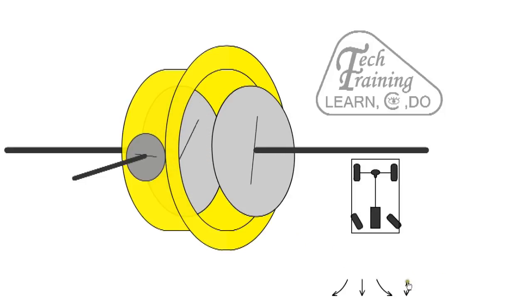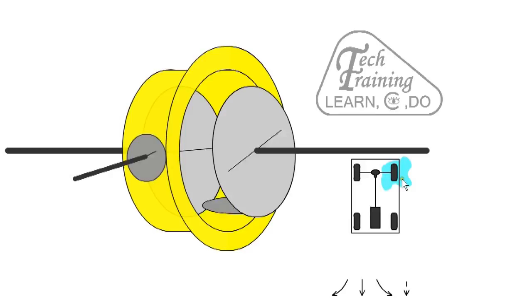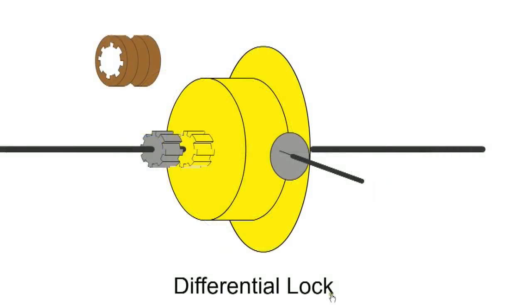If one wheel has poor traction, for example because of ice, all the torque will be transmitted to that wheel. It will spin and the car will not move. This is a disadvantage of the open differential. One solution is a differential lock.